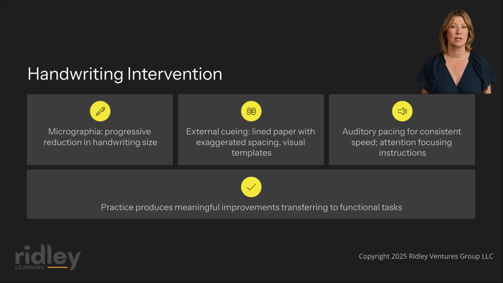Auditory pacing cues can support consistent writing speed and rhythm, addressing the tendency toward festination in handwriting that parallels gait festination. Attention-focusing instructions direct conscious attention to letter size maintenance, compensating for impaired automatic amplitude scaling. Practice with these cueing and attention strategies can produce meaningful improvements in handwriting legibility and size that transfer to functional writing tasks.